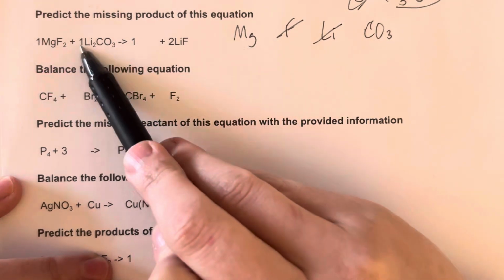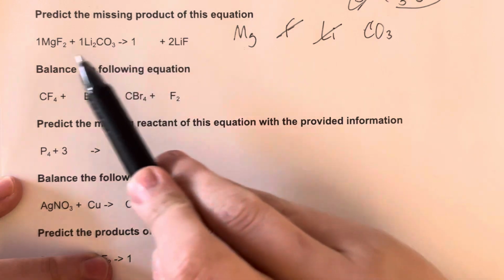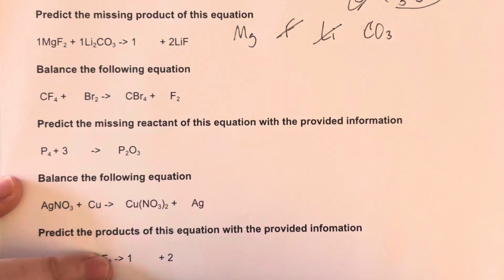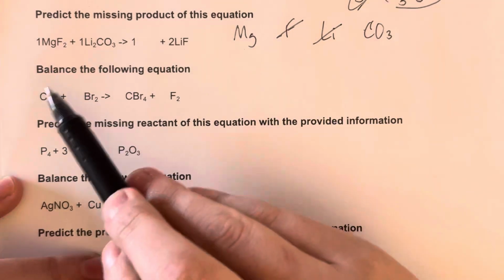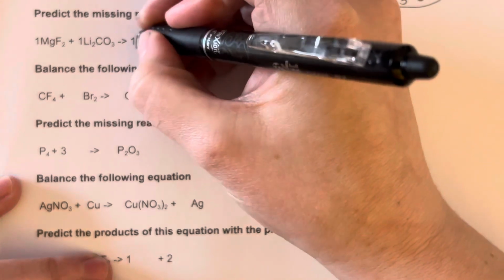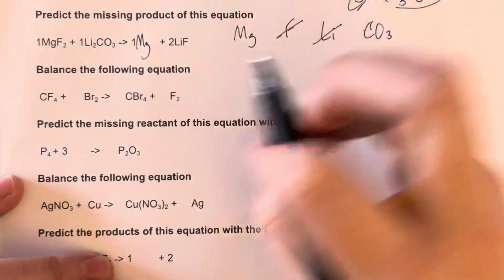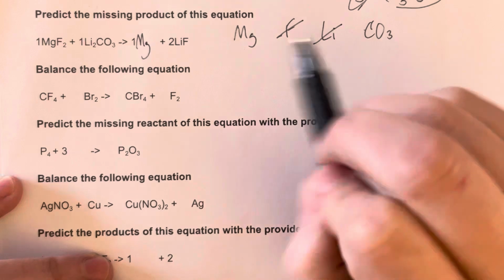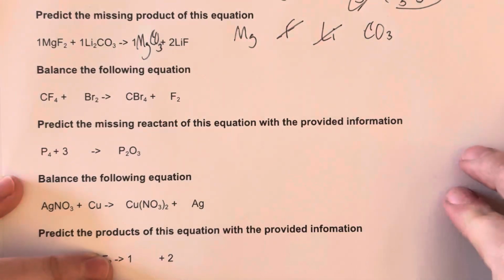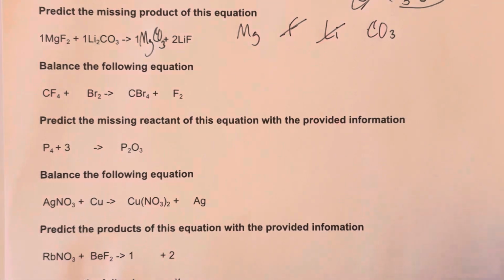And then I can see that I already have coefficients here for the entire reaction, which means that this is balanced. So I just need however many are going to be present. So magnesium, I have 1. And then carbonate, CO3, I'm just going to have 1. So this would be MgCO3 as my missing product.